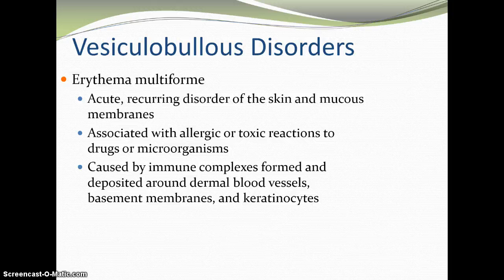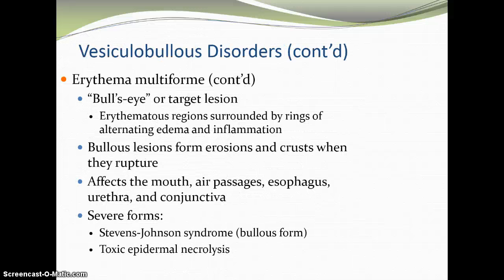Another vasculobullous disorder is erythema multiforme, an acute recurring disorder of the skin and mucous membranes associated with allergic or toxic reactions to drugs or microorganisms. One of the things that you may see is what's called an erythema multiforme that looks like a target or a bullseye. That's where the erythematous regions are surrounded by rings of alternating edema and inflammation. So it looks almost like an actual target.